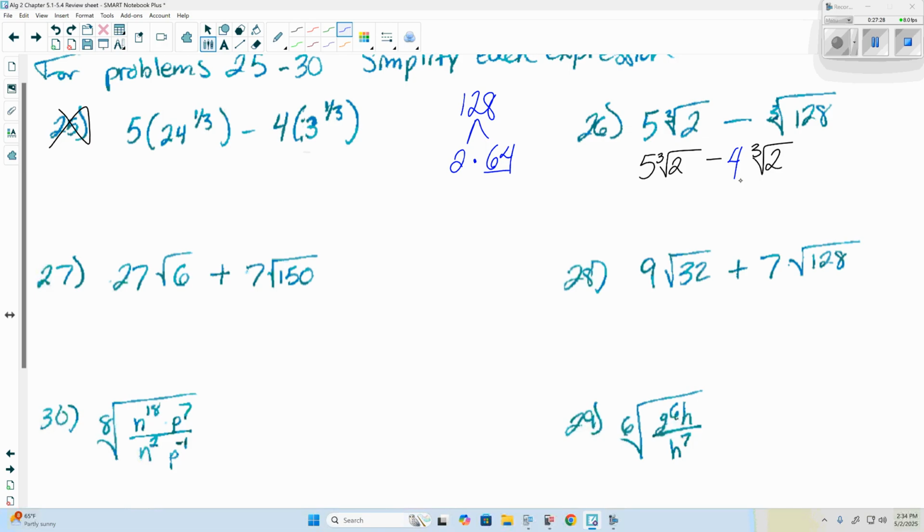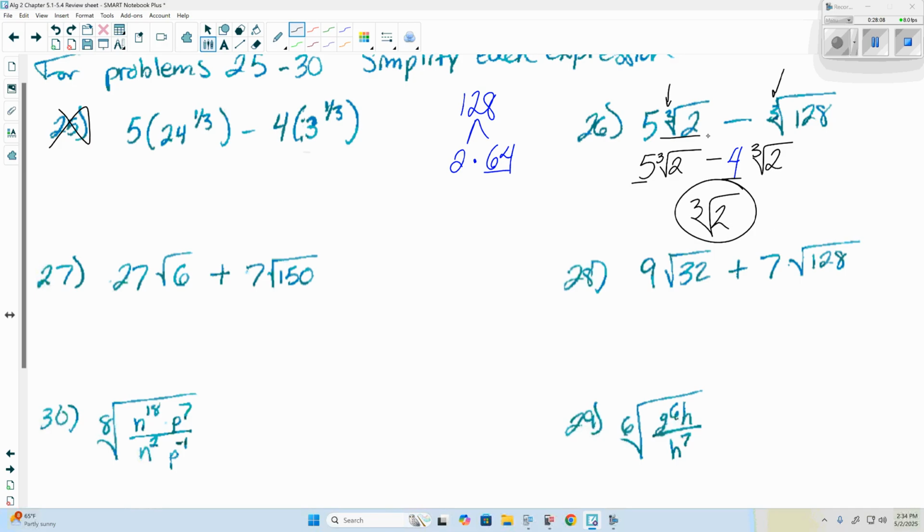5 cube roots of 2 minus 4 cube roots of 2. 5 minus 4. So we have 1 cube root of 2. Because again, once we get the radicals to be the same, we subtract their coefficients. So we subtract the numbers in front of them. So 5 minus 4 is 1, telling us that we have 1 cube root of 2. So we started out with cube roots. Now, cube root of 2 is as simplified as it gets.